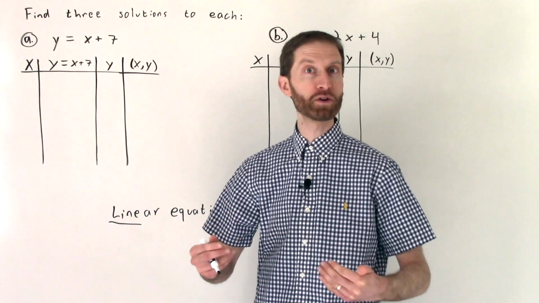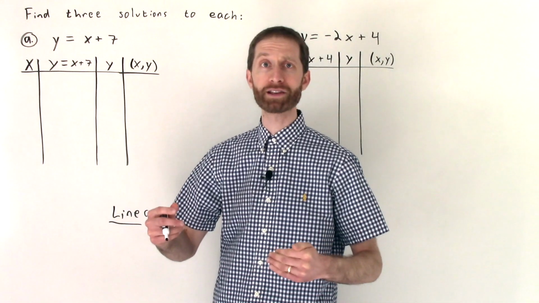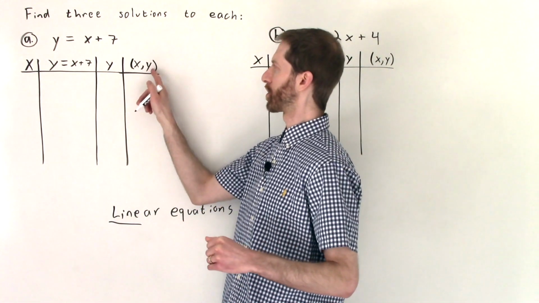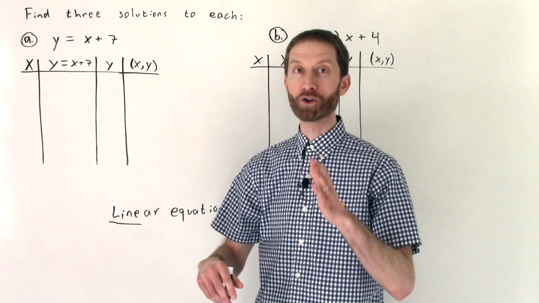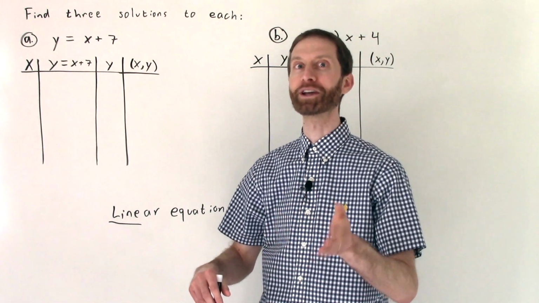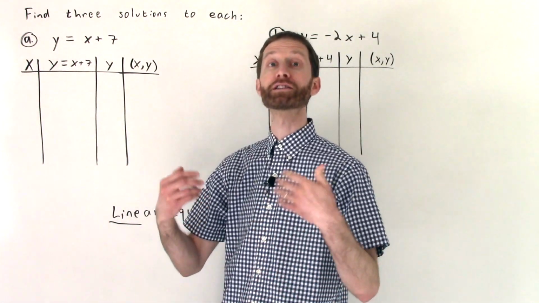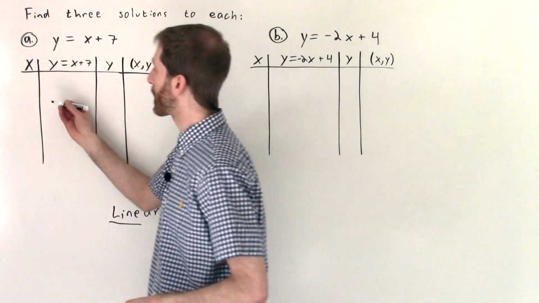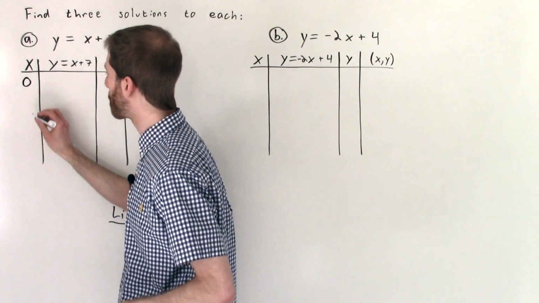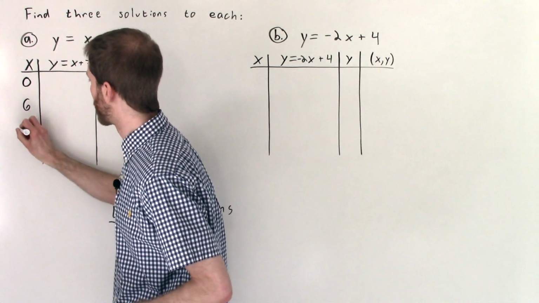And if that looks familiar to things that you've done with functions in the past, and you might be thinking, well, that looks an awful lot like a point on a graph, you're not wrong, and we'll see how that relates again in a later video. So for now, I'm just going to pick random x values to find solutions to this equation. So I'll pick x equals 0, I'll pick x equals, I don't know, 6, and x equals 10.